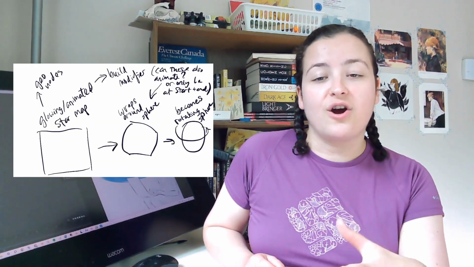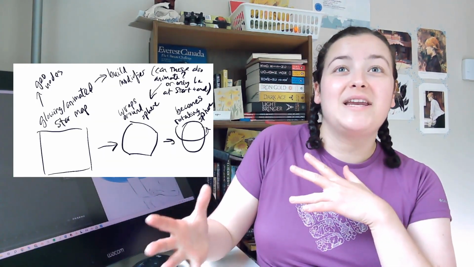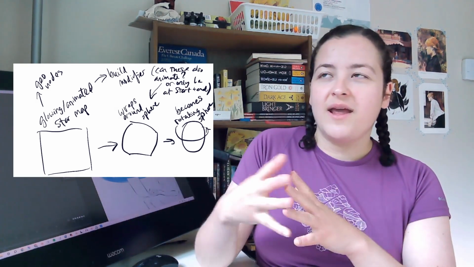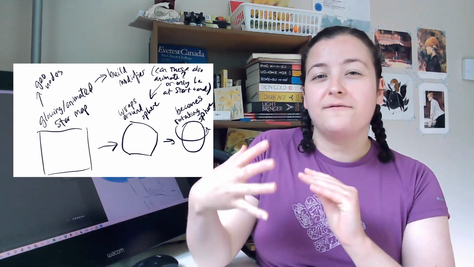And so my plan originally was to have a flat star map that would turn into a rotating 3D spherical star map. And I thought I'd be able to do this with a flat grid that would turn into a sphere. Maybe there's a way to do that.